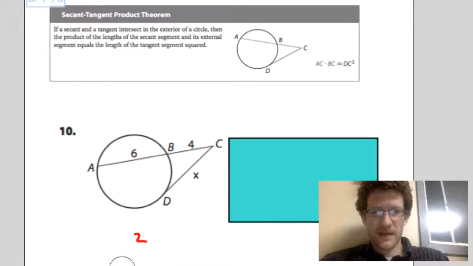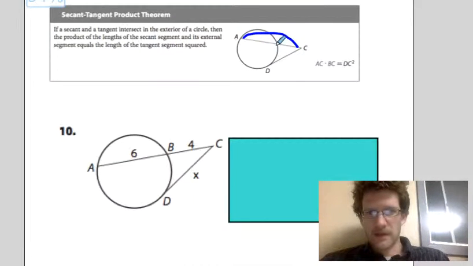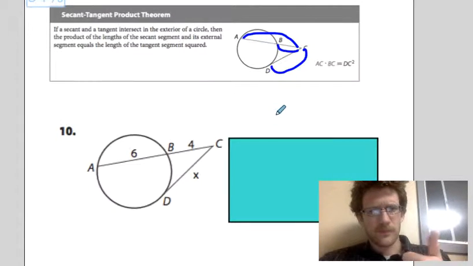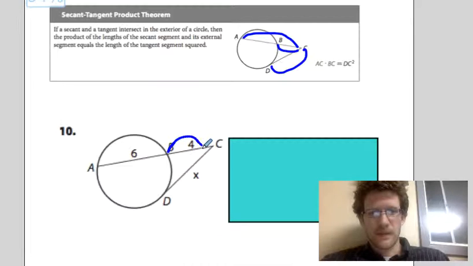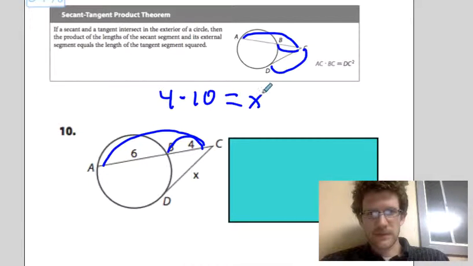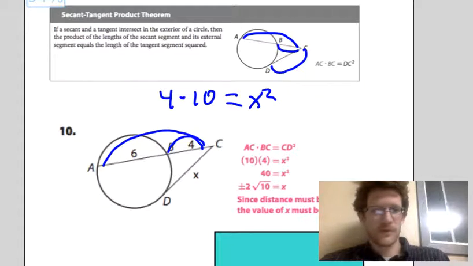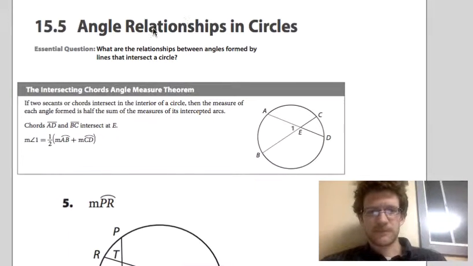Secrets. We go back to this, and then I go carefully, and this thing times this thing is equal to this thing squared. That's better. So this thing times this thing, so 4 times 10 equals x squared, or x equals root 40, or 2 root 10. Sorry. There's a bunch of these.